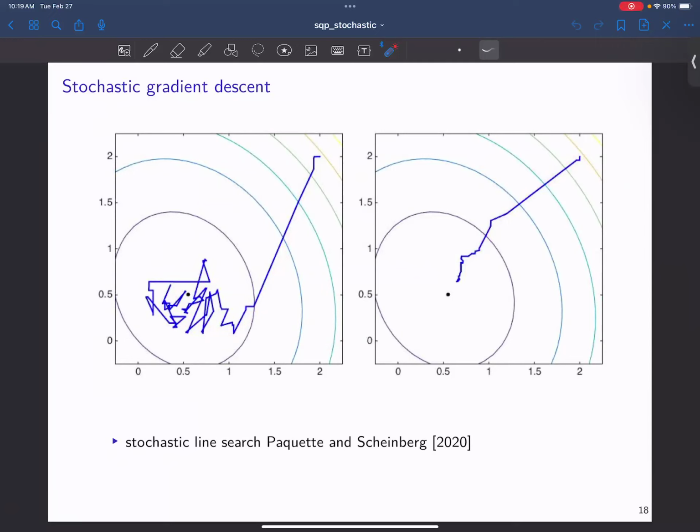But only recently there was a paper from Courtney Paquette and Katya Scheinberg that shows how we can adaptively choose the step size parameter.